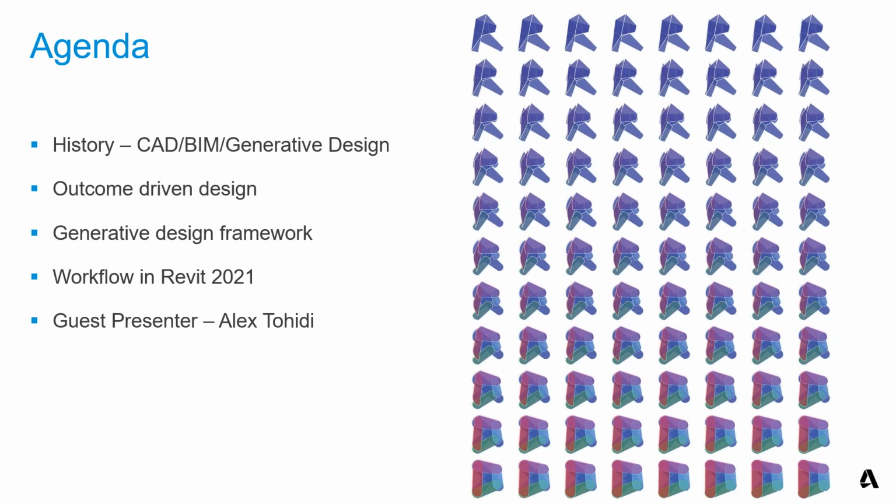So, an overview of our agenda for today's webinar. For the first 15 to 20 minutes, I'll just be providing an overview of how we got to generative design over the course of the last 40 years. We'll be talking about outcome-driven design, which is how the software will benefit your business. Then I'll take you over the generative design framework and the workflow in Revit 2021. And then we'll be handing over to our guest presenter, Alex Tohidi, and he'll be doing a bit more of a deeper dive on the engine Dynamo that powers generative design for Revit.